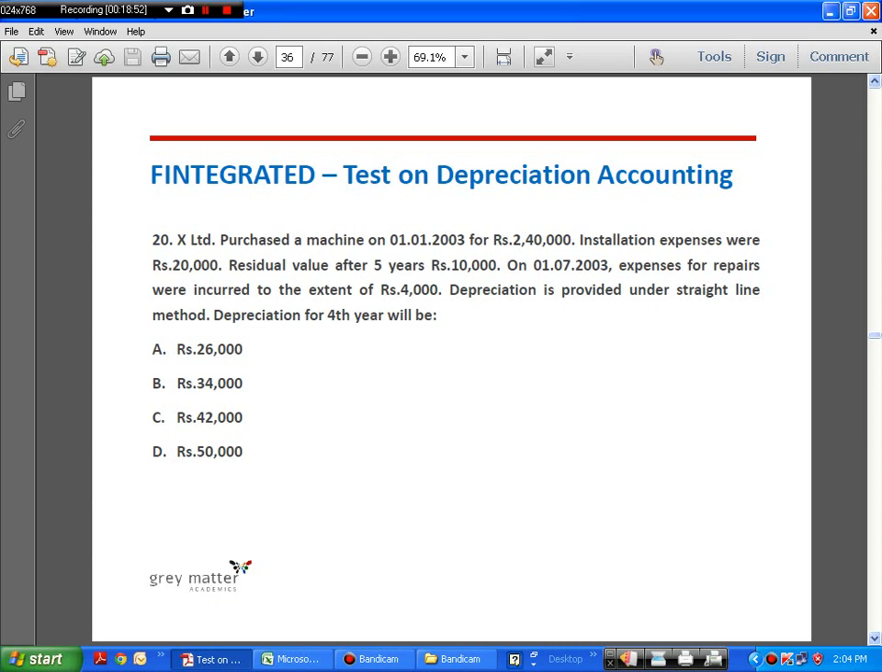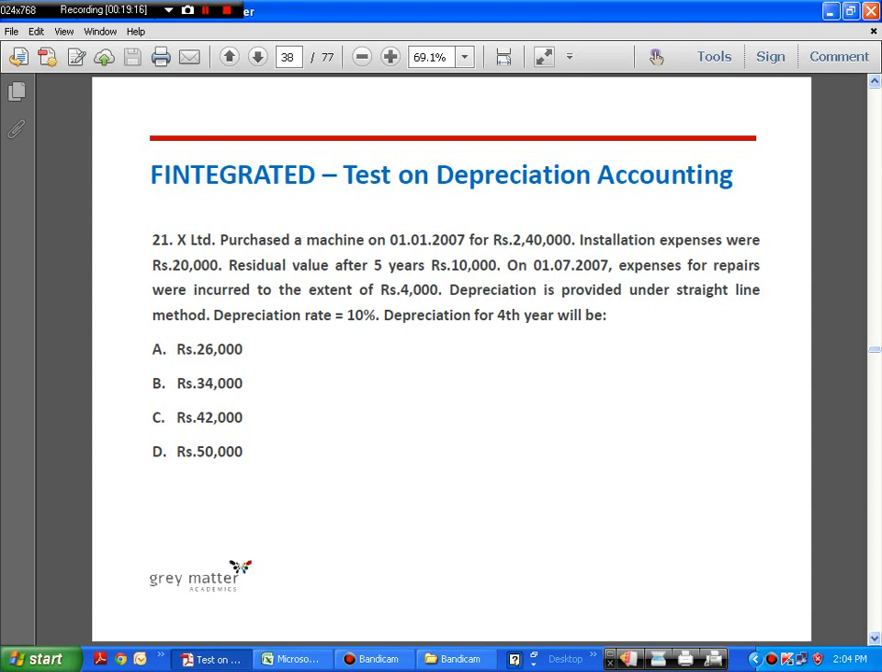What is the depreciation for the 4th year? So our depreciable amount is 2,60,000 minus 10,000, which is 2,50,000. 2,50,000 divided by 5 is 50,000. So annual depreciation is 50,000. So every year, whether it's the first year, second year, or the 5th year, depreciation is going to be 50,000 rupees each. Answer is D.